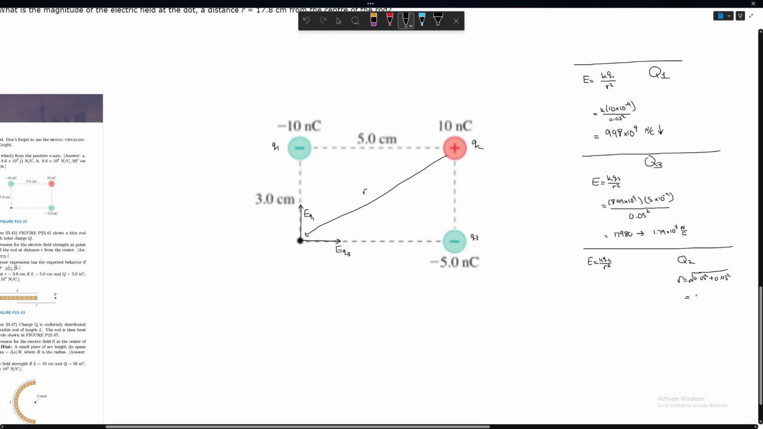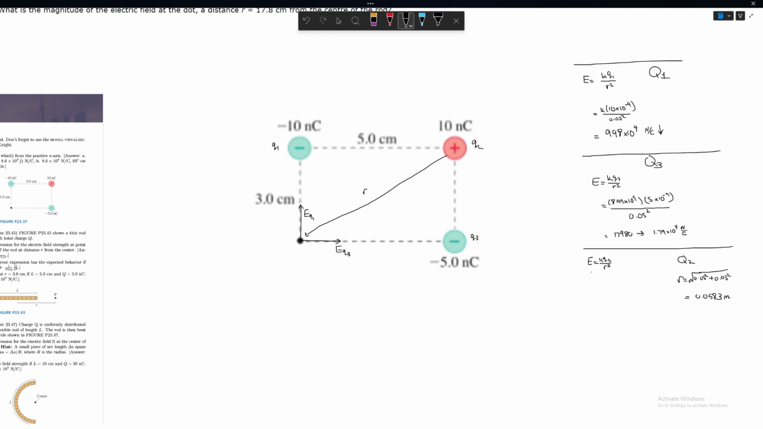So that gives me 0.0583 meters. And so I'm going to take that and plug it here. My K is 8.99 times 10 to the 9, all times my charge, which is 10. And remember, this goes away, right?